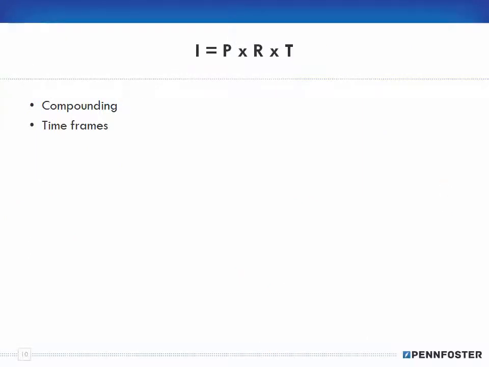One of the things that you need to pay attention to when you're compounding is your time frames. Now, we've seen this formula, interest is equal to principal times rate times time, all the way back in chapter 10 for simple interest, and chapter 11 for discounting, now in this chapter for compounding, and it'll be in the next chapter for annuities. But the thing that I want to point out here is about time frames. The time frames have to be equal, right?